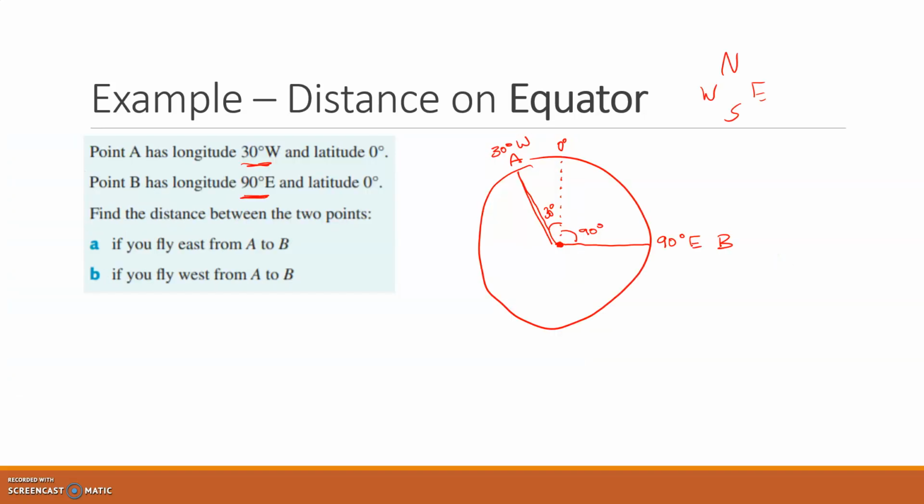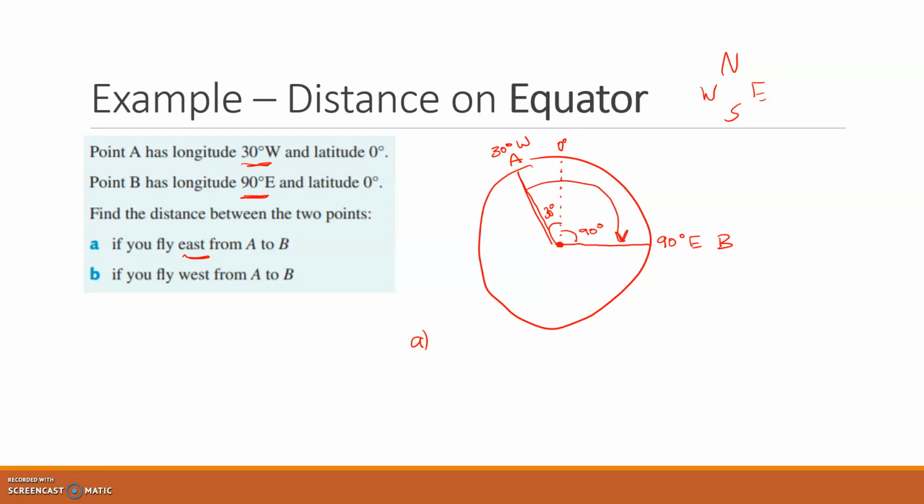Sorry for the slide flicking that happens when I touch the screen. Now we want to find the distance between these 2 points, but we're finding it in 2 different ways. The first one is if we fly east from A to B, and the second one is if we fly west from A to B. So let's do A first. We're flying east from A to B, so we're saying east is traveling in this direction here, from west to east.